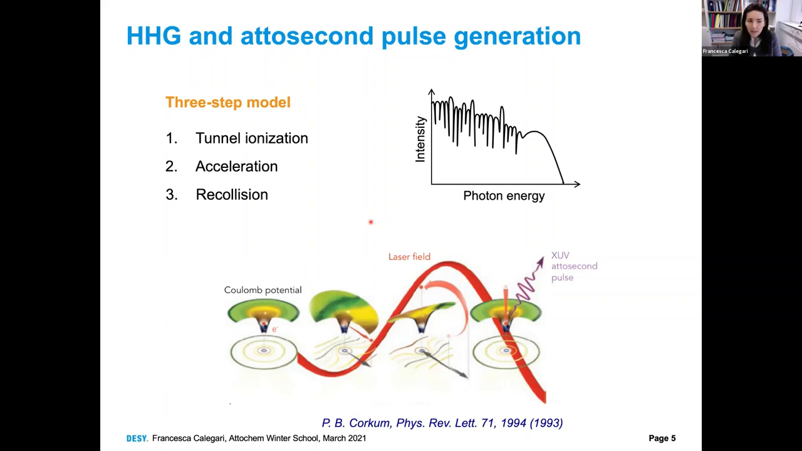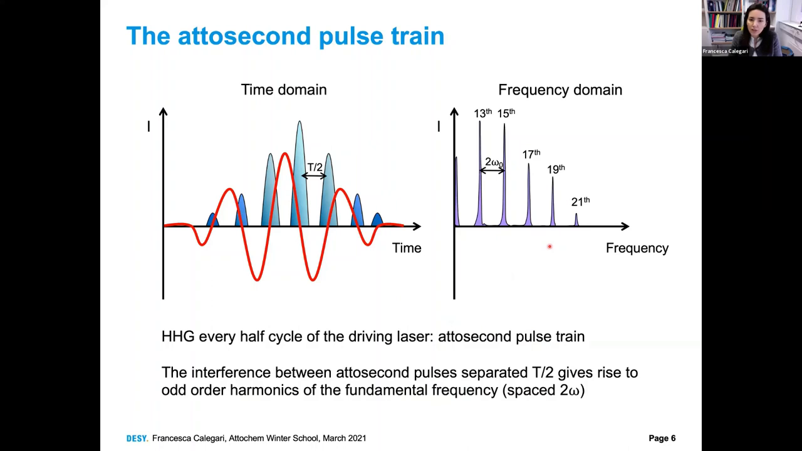to tunnel ionize an electron. The electron is then accelerated in the external laser field, and then it is driven back to the parent ion and recombines by emitting an XUV or soft X-ray photon, I mean, a high energy photon. So this process actually repeats every half cycle of your driving field, and this basically results in a train of attosecond pulses. So even if you use quite a short driving laser, you will end up with a few recollision events, so a few attosecond pulses, which are separated by half of the periodicity of your laser field.